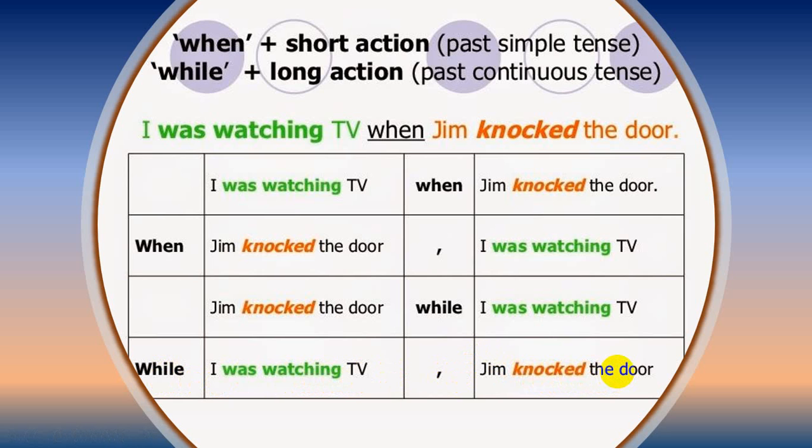Okay, we have also as, just as, with while. They take the same rule. We have as instead of while. We can say as I was watching TV, Jim knocked the door. Or we can use just as I was watching TV, Jim knocked the door, and so on.